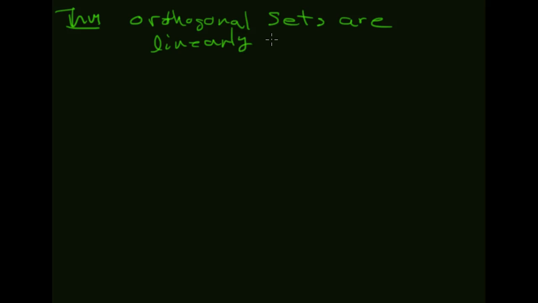Okay, so the theorem here is that if I simply have an orthogonal set, then orthogonal sets are linearly independent. Okay, so this can be proven kind of straightforwardly. So let's say I have an orthogonal set. So S is v1, v2 to vn, orthogonal. Right? This is going to be my proof.